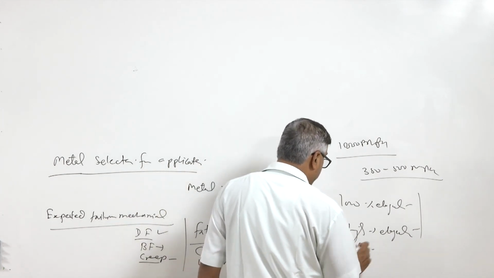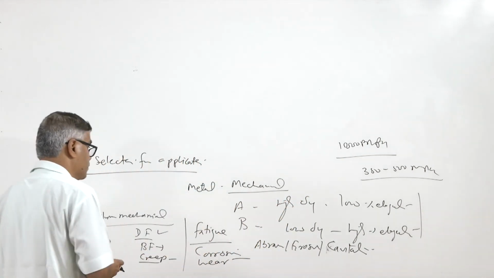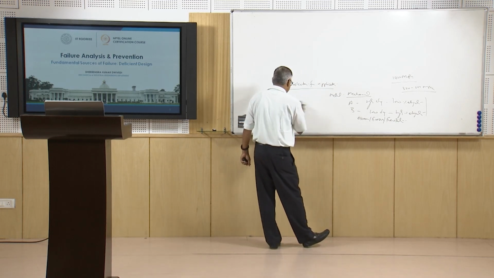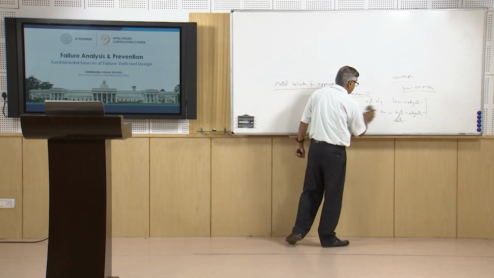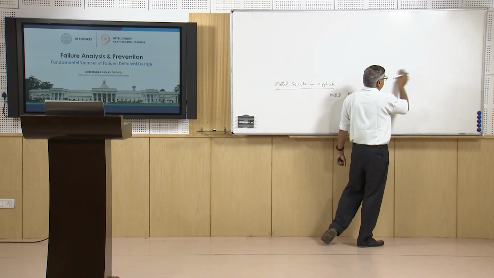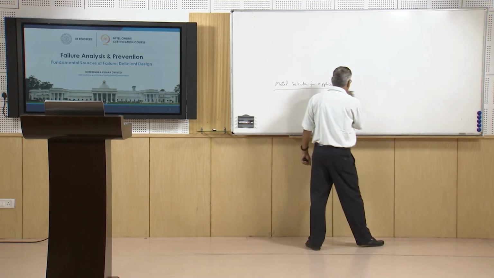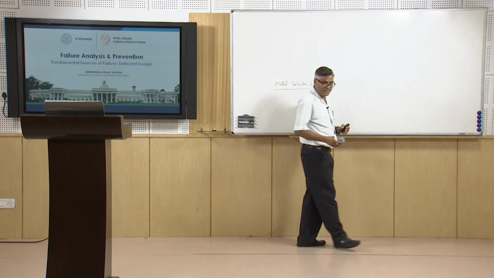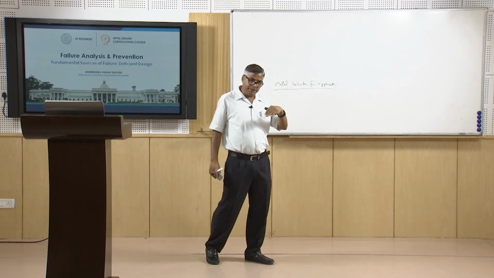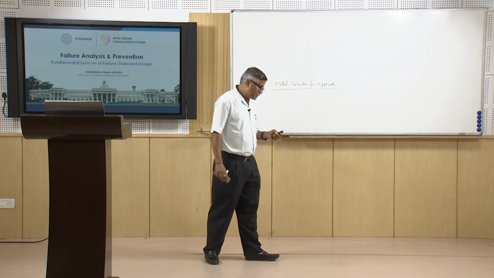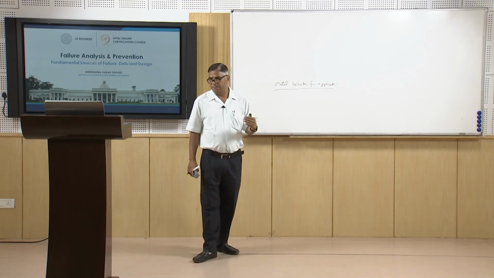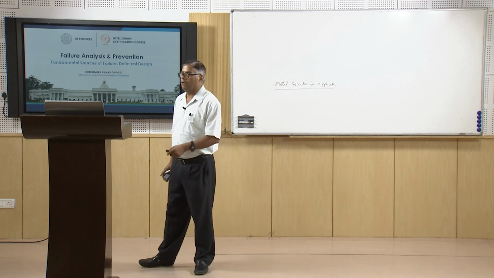So, that expected failure mechanism is to be identified, and accordingly we need to see how a material should be selected and which kind of material should be selected for successful performance in a given application. Design helps to find out the suitable size and shape, but what parameter is to be used for determining that size and shape will depend upon the expected failure mechanism, whether it will fail by ductile fracture, brittle fracture, creep, fatigue, corrosion or wear.